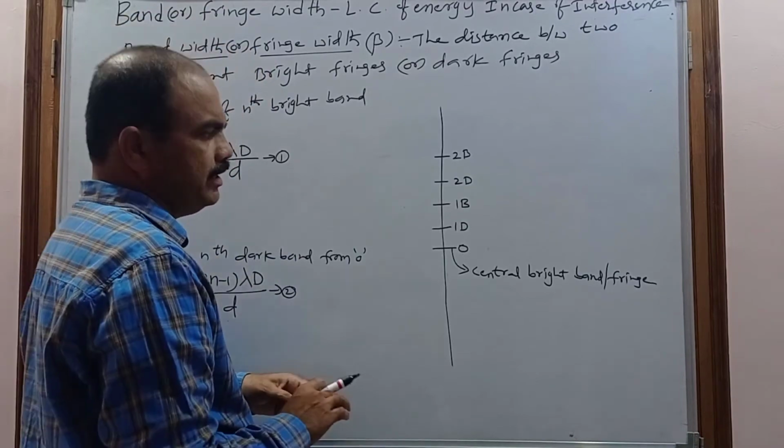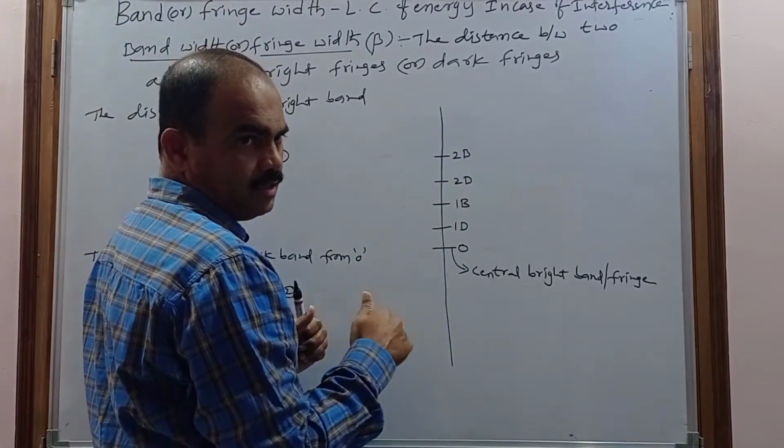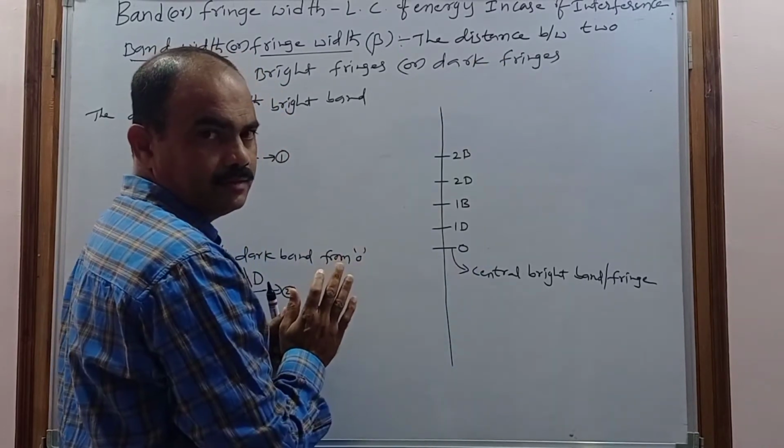After finding the two successive bright bands or two successive dark bands, successive, consecutive or adjacent are all the same here.